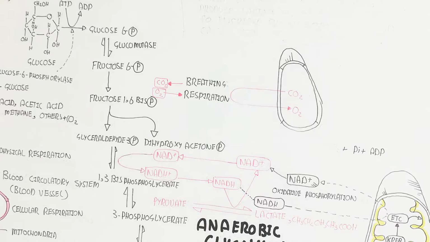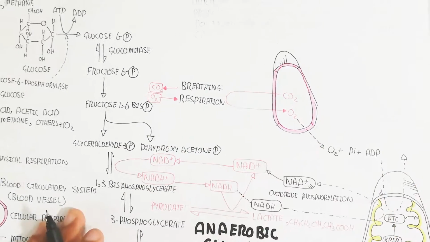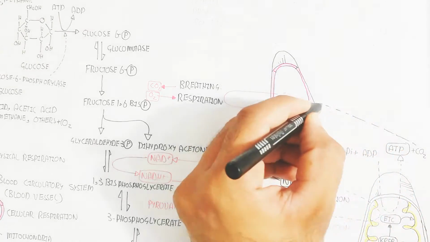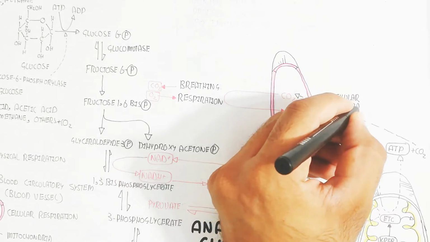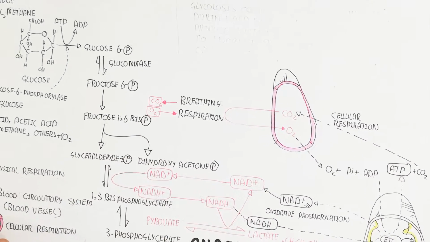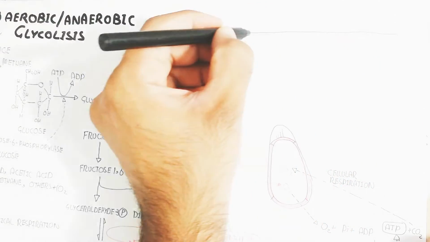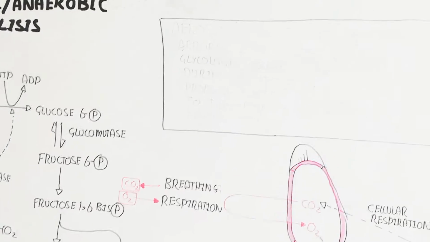Anyhow, here is the blood circulatory system. Breathing in the oxygen and breathing out the carbon dioxide. Oxygen will be used with ADP and inorganic phosphate to produce ATP, and carbon dioxide is released as cellular respiration because the mitochondria is using the oxygen. So remember the difference between aerobic glycolysis and anaerobic glycolysis.